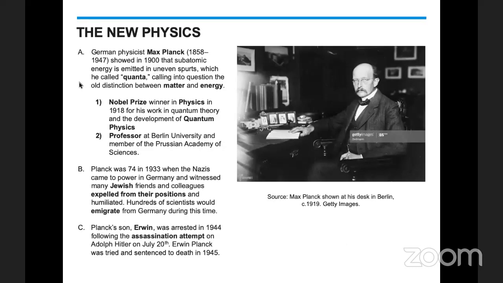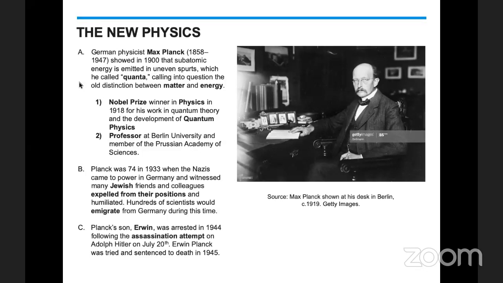Next is Max Planck. He's shown here in Berlin in 1919. And his contributions have to do with the idea of quanta, these pieces of energy that he observes coming into question. And the idea is, he sees quanta, and now we have this distinction between matter and energy. And he will win the Nobel Prize in Physics in 1918 for his work in quantum theory and the development of quantum physics. He's a professor at Berlin University and a member of the Prussian Academy of Sciences.